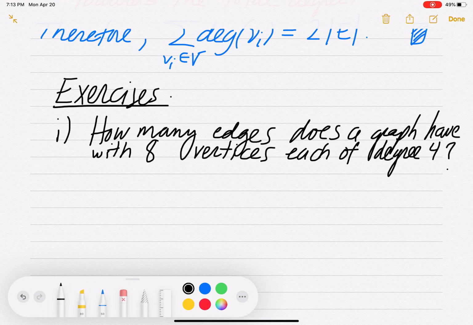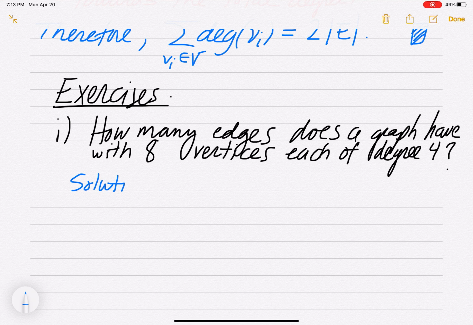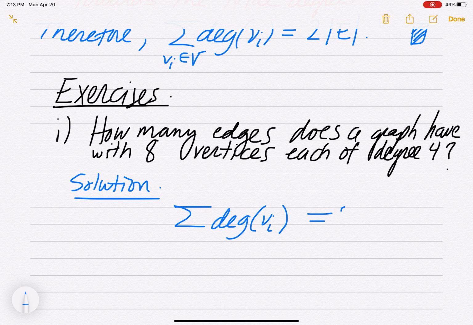So here's the solution. What do we know? We know that the total degree, the sum of the degrees of all the vertices, is going to be equal to twice the number of edges. So that's 2 times the cardinality of E. Now, how many vertices do we have? We have 8. So I'm going to count here with my counter, going from i equals 1 to 8. This means I'm going to have degree of V1 plus the degree of V2 plus the degree of V3, all the way up to plus degree of V8. So I'm adding up the degree of all the vertices, 1 through 8.